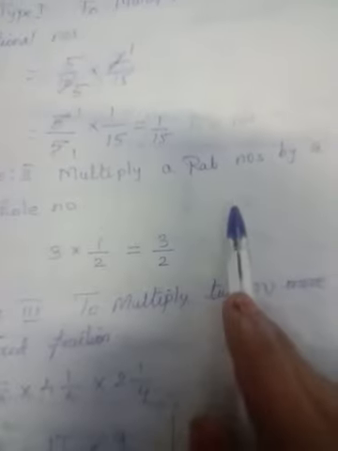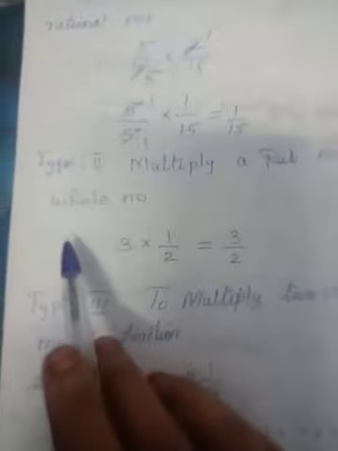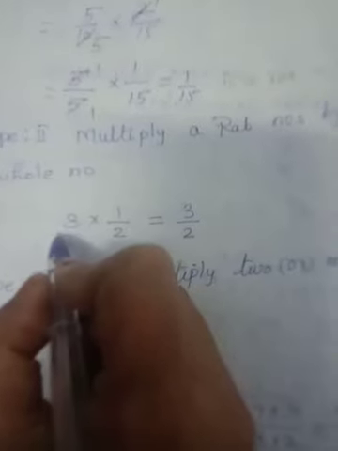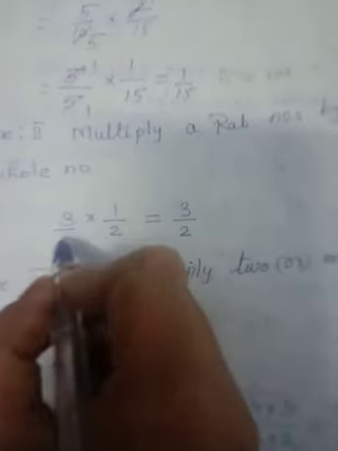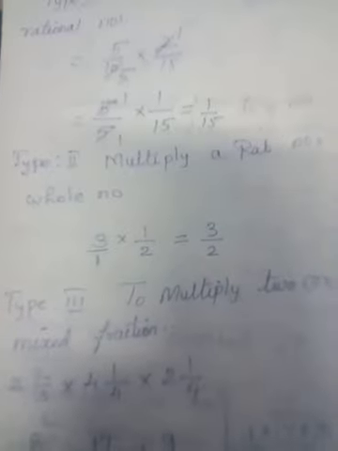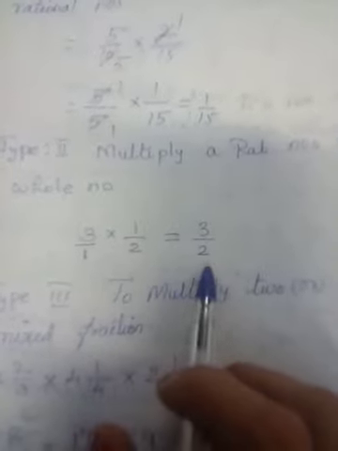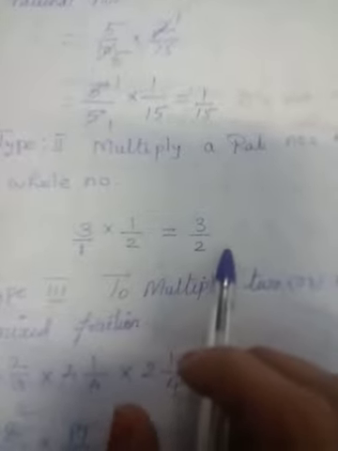The second type is to multiply a rational number by a whole number. So 3 multiplied by 1 by 2, we get 3 by 2. For the whole number, you assume that it has 1 in the denominator. So multiply the numerators together, which is 3, and multiply the denominators together, we get 2. So 3 by 2 is also a rational number.